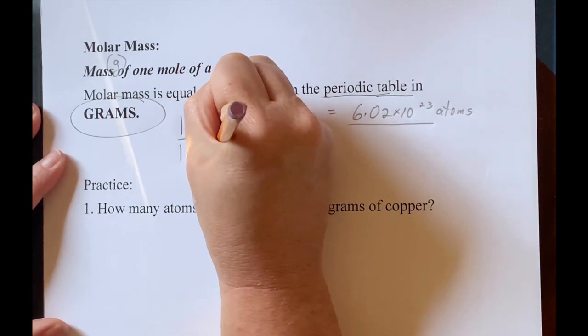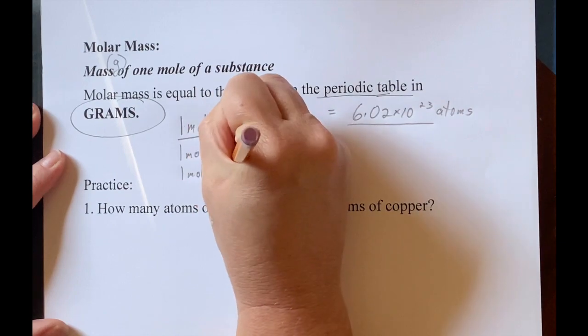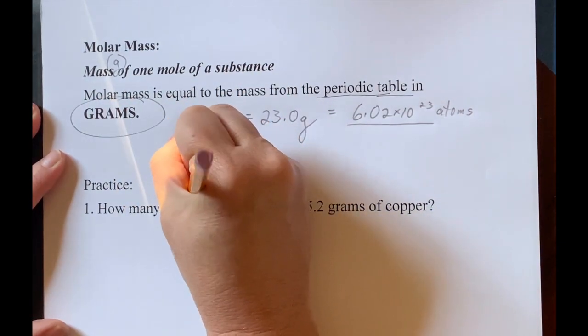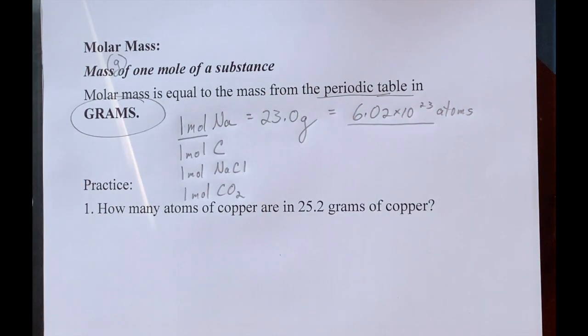All right, let's do the same thing for carbon, for sodium chloride, and for carbon dioxide. Go on ahead and take a moment, write those in, and see what you get for each of those.